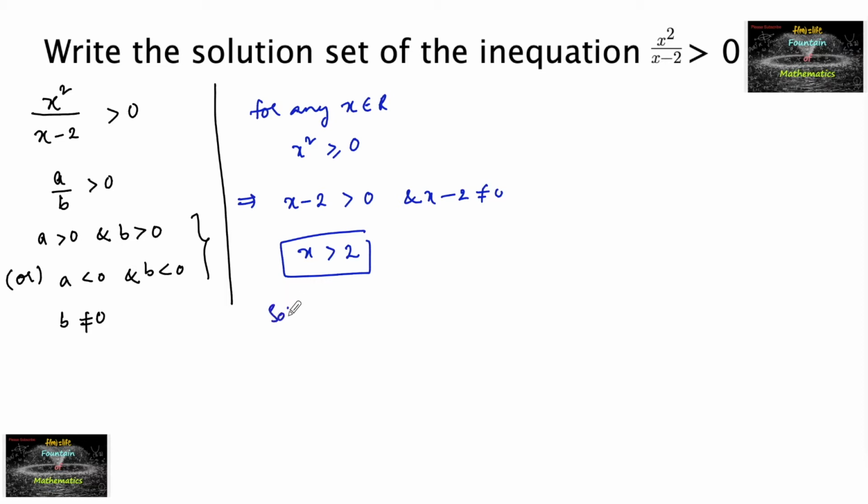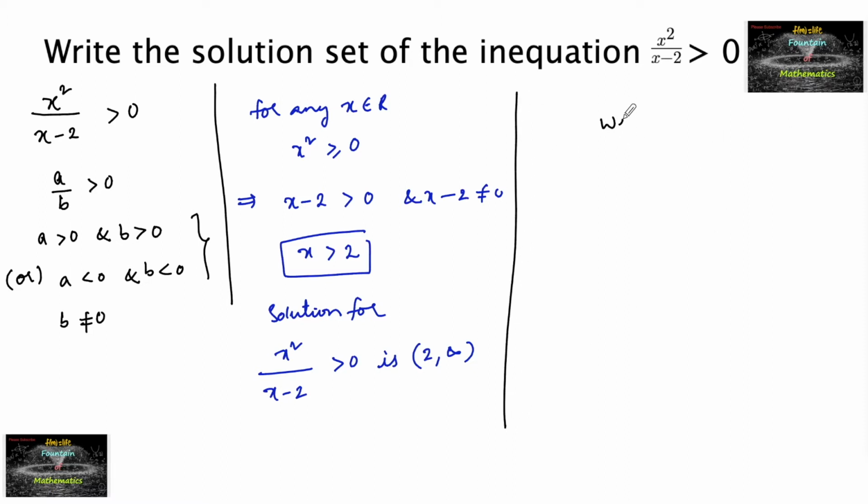Therefore the solution for x square upon x minus 2 is greater than 0 is 2 comma infinity, excluding 2. 2 is not included, okay? Or by using the wavy curve method also we can find this solution so easily. Wavy curve method is explained and you can check it out in the description. The link will be given.